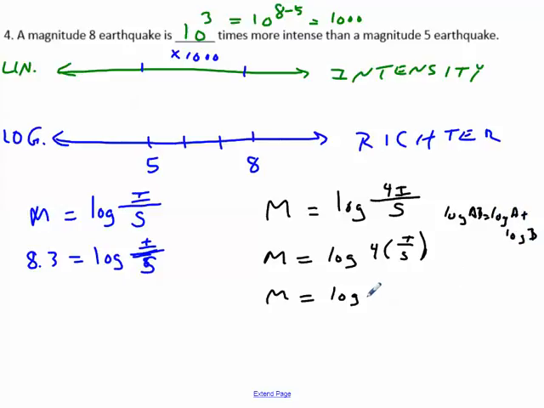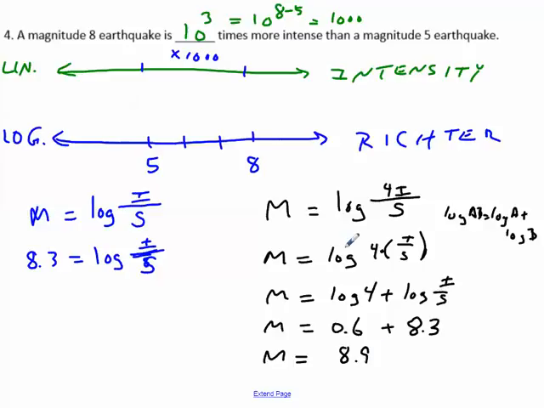Those are from the rules of exponents. All we're doing is separating this as a product, 4 times I over S: log of 4 plus log of I over S. And we can pull out the calculator and ask, what is log of 4? Plug in the 4 and get the log of it. We get 0.6. Magnitude equals log of 4, 0.6, plus log of I over S. Well, we already know that log of I over S is 8.3 because that was what we're comparing to. So log of 4 is 0.6. We're just adding 0.6 to our magnitude on the Richter scale, and the magnitude of a 4 times as intense earthquake is 8.9.